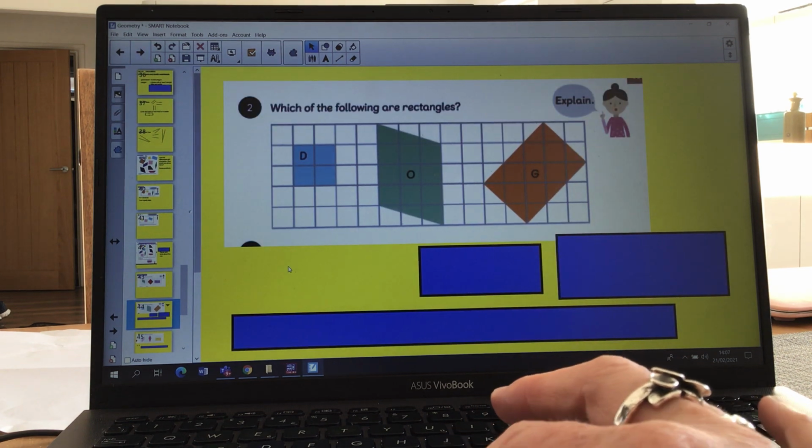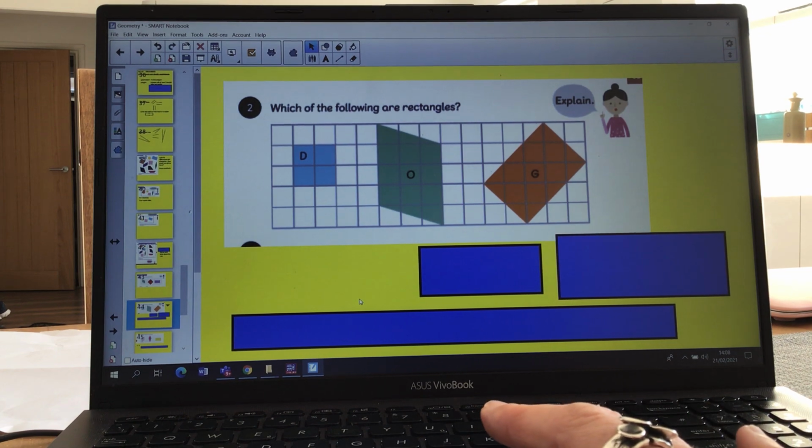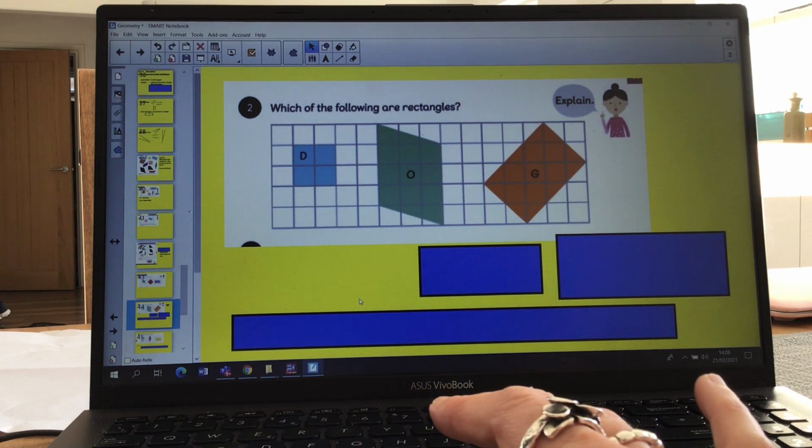Which of the following are rectangles? And can you explain? So have a think, okay? Have a think, which are rectangles?